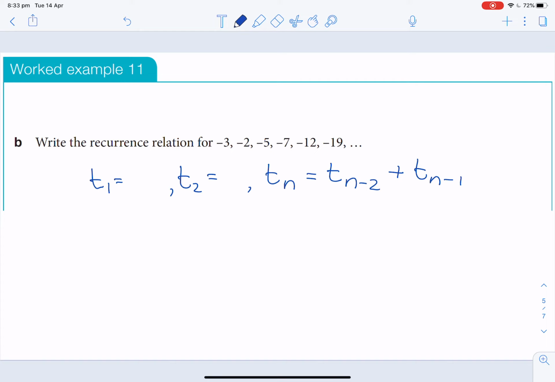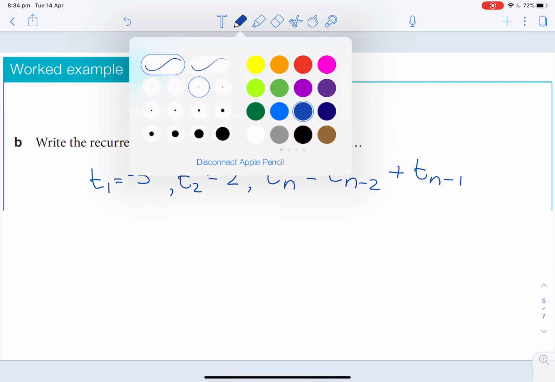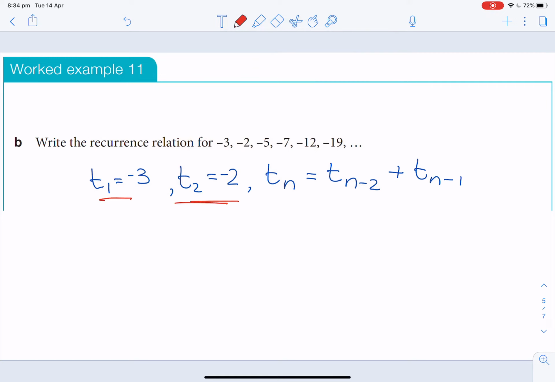So that's the only way it differs formula-wise from every other Fibonacci, just -3, -2, these 2 numbers. This formula doesn't change. So when you're making notes in your books, put this formula in. All right.